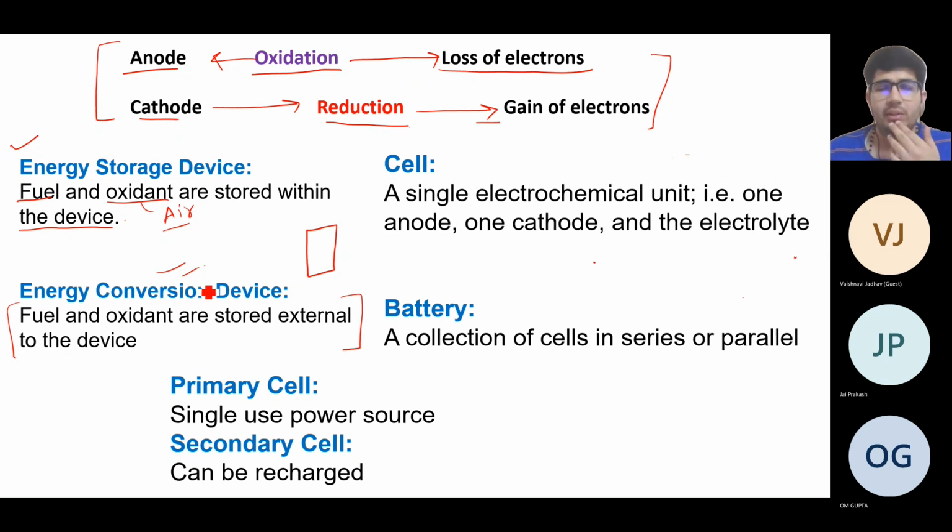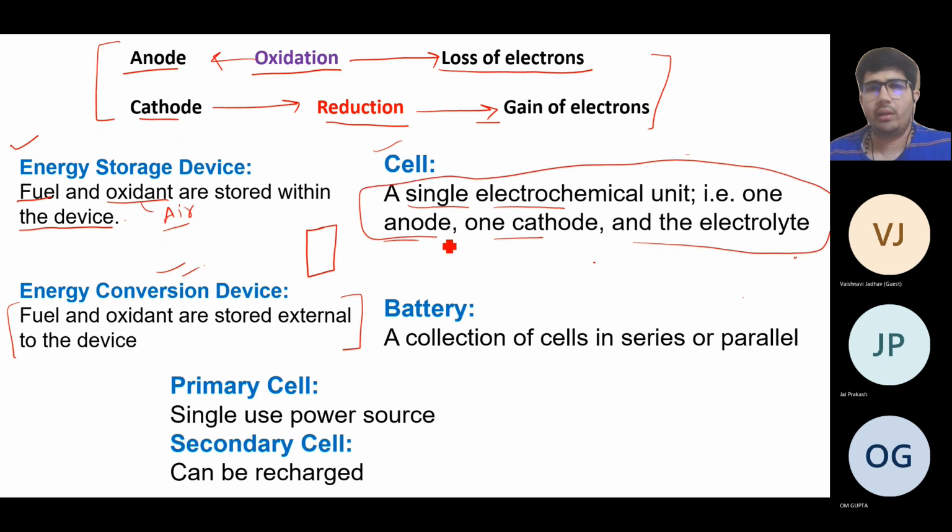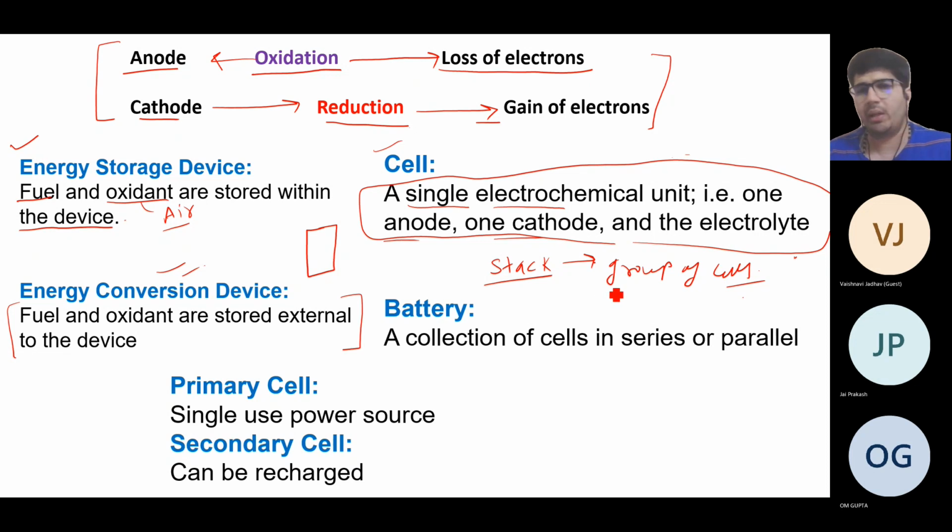Now, what is a cell? A single electrochemical unit. Basically a cell means a single electrochemical unit, such that one anode, one cathode, and the electrolyte. So when we are referring to a cell, it means it's a single unit. If we are referring to a stack, then it's a group of cells which are connected in series or parallel as per our requirement. So a battery is a collection of cells in series or parallel.